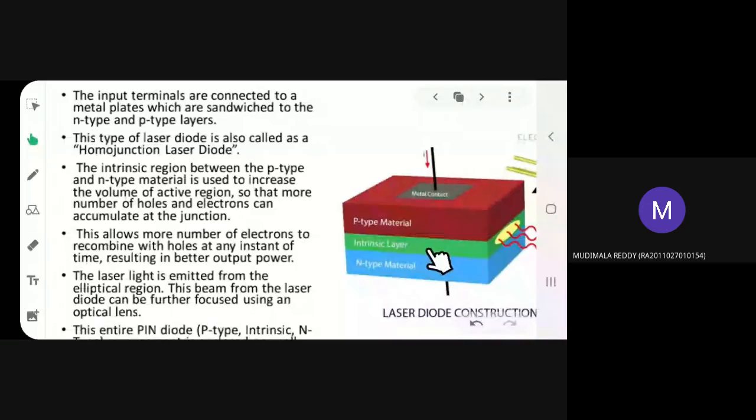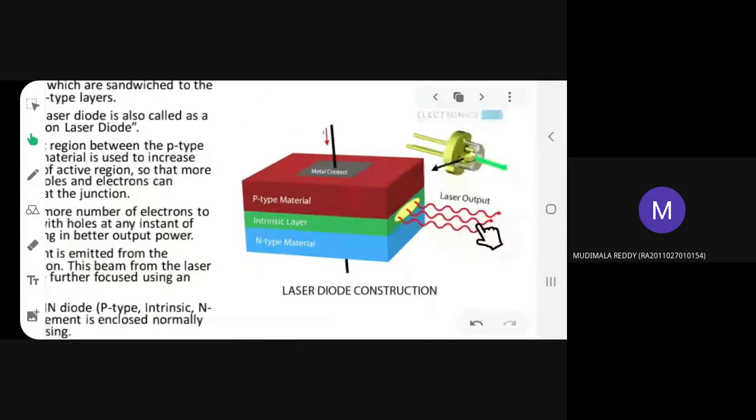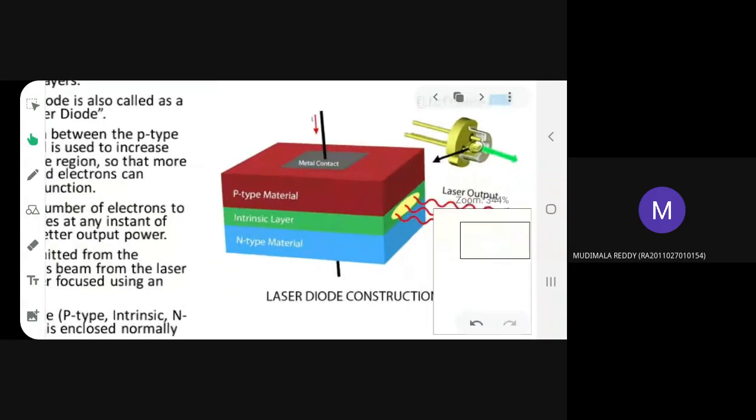Here holes will be moving to the central layer, and here electrons will be moving to the central layer, and both will be recombining at this particular intrinsic layer, and it will be happening at a greater rate, which will be emitted out from this elliptical junction. There is an elliptical junction, as you can see from the diagram, from which the laser light is emitted out. But this is a stimulated emission, not a spontaneous emission, but you need to regulate this laser output.